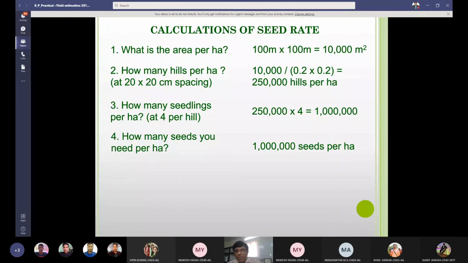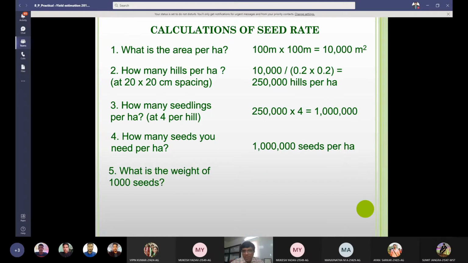Now you can see 250,000 multiplied by 4 comes out to be 10 lakhs, or 1 million. So 1 million seed is required. How many seeds do you need per hectare? 1 million seed. Now you need to adjust for the germination percentage, because you will never get 100% germination. You may get 80%, 85%, or 70%, 75% germination.